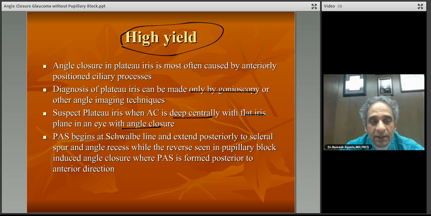Peripheral anterior synechia begins at the Schwalbe's line and extends posteriorly to the scleral spur and angle recess in plateau iris, while the reverse is seen in pupillary block induced angle closure, where PAS is formed from posterior to anterior direction.